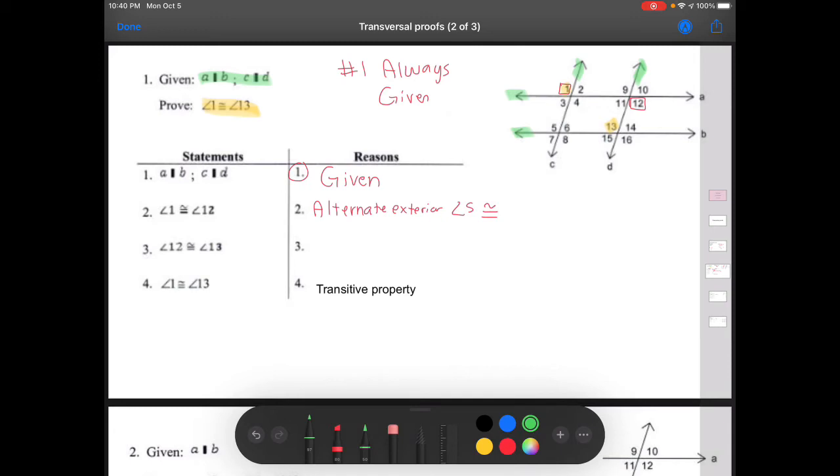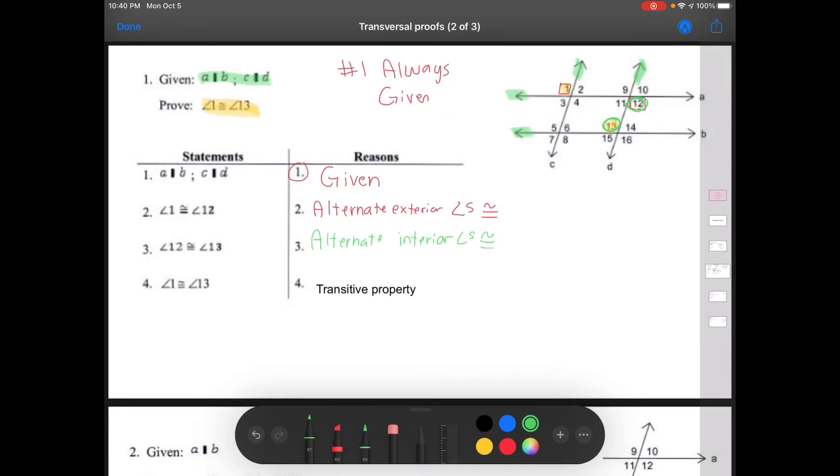For number 3, we see that they say that angle 12 is congruent to angle 13. So we look at 12 and 13. This is another angle pair. This time we have alternate interior angles, which are congruent for that reason. Right, because that's in the diagram, those are alternate interior angles.